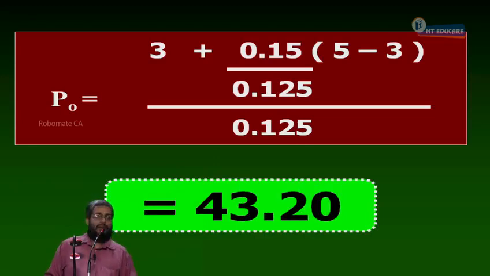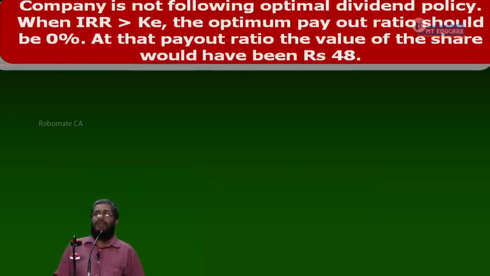As per Walter, a company following 60% payout, how 60% payout? Out of 5 rupees, 3 rupees given as dividend. A company following 60% payout will have its share trading at 43.2 rupees. Now tell me, is this payout right or not? No. Write down: company is not following optimal dividend policy.